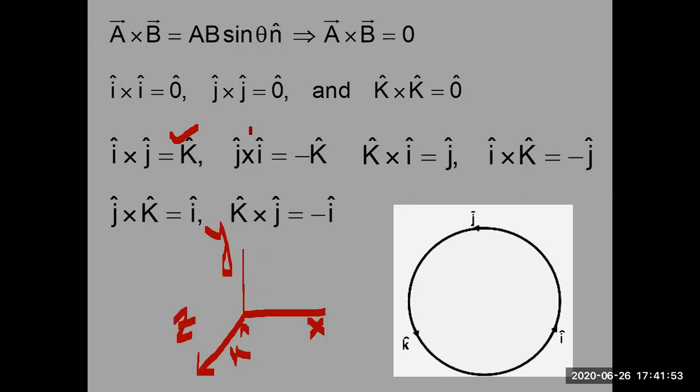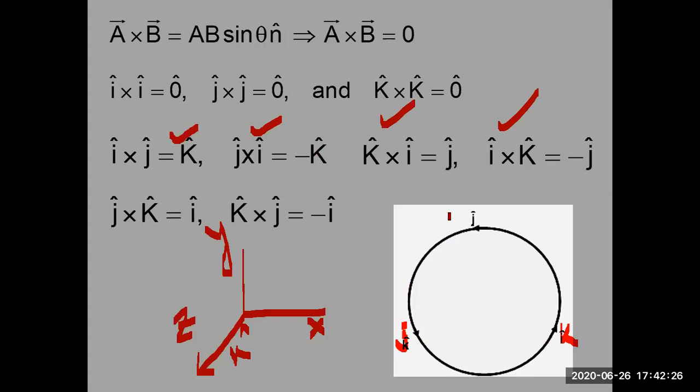And when you are multiplying J cross I, that will be equal to minus K, because you are rotating in the opposite direction. I cross J, if this is I, this one will be J, and this one will be K. So I cross J is equal to K, J cross K is equal to I, and K cross I will be equal to J.